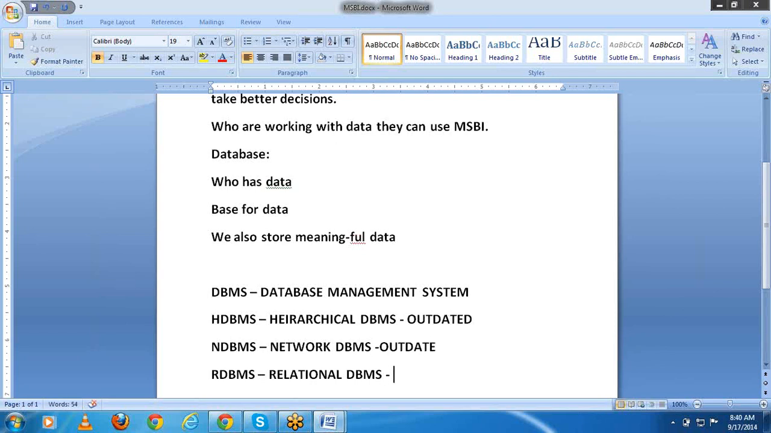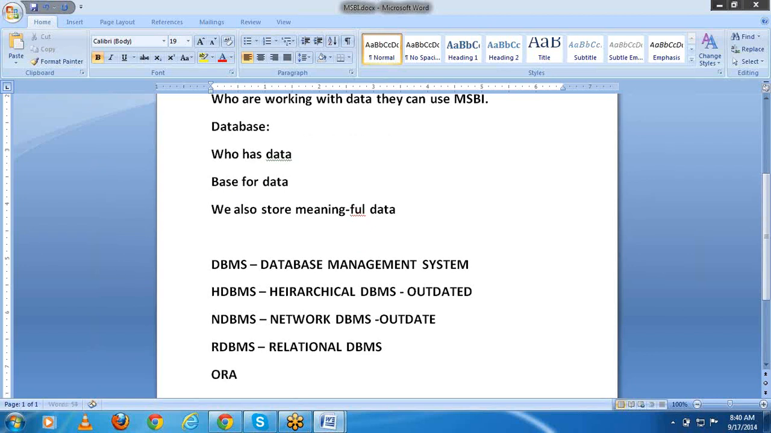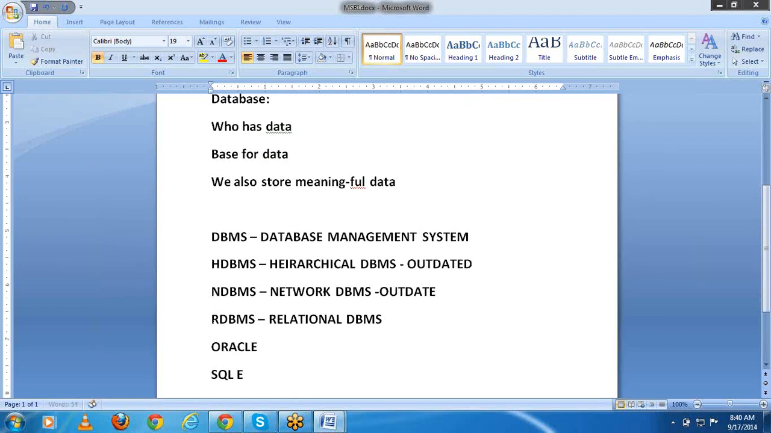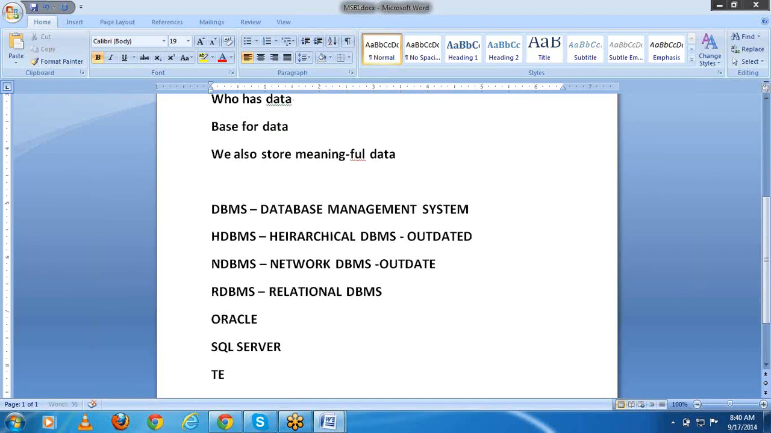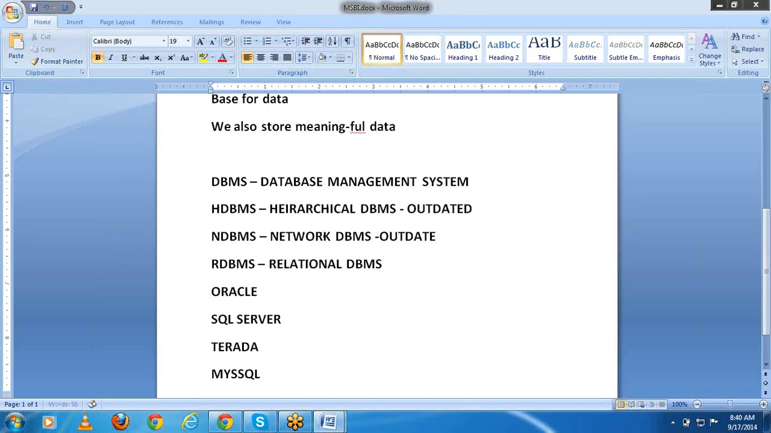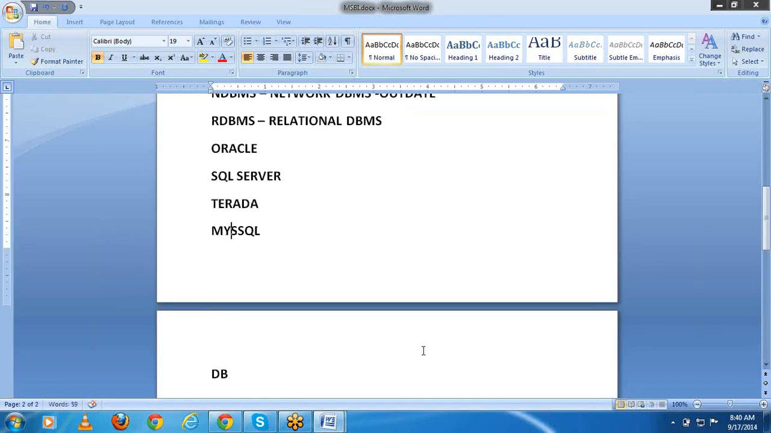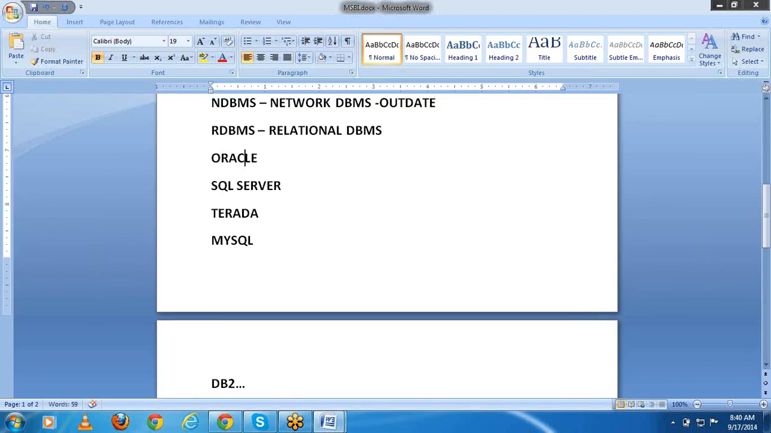This is from around the 80s. Relational database is around from the 80s in the market, and this is very famous, and still it has huge demand in the market. Okay. What are the RDBMS softwares? Oracle. Oracle is said to be a competitor for SQL Server. SQL Server, Teradata, MySQL, DB2, and so on. There are many other softwares like that. Okay.